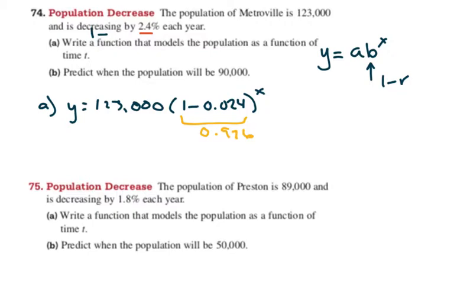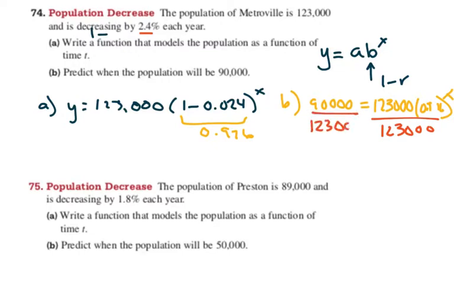And then we want to predict when the population will be at 90,000. So that means that y is going to be 90,000, so I'll do a little algebra over here. 90,000 is going to equal 123,000 times 0.976 to the x, which means that we'll have to divide both sides by 123,000. So we get 0.7317, and that's going to equal our 0.976 to the x.